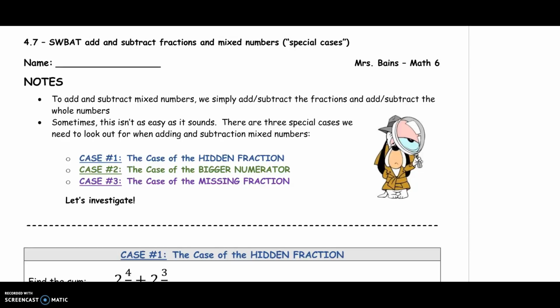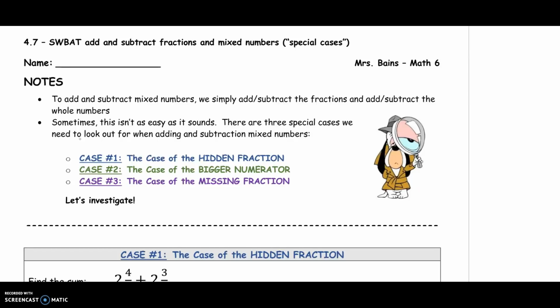Hi everyone. Today's objective is to add and subtract fractions and mixed numbers, but today we're going to look at 3 special cases. We already know that to add and subtract mixed numbers, we simply add and subtract the fractions, and then add and subtract the whole numbers. But sometimes it is not as easy as it sounds.